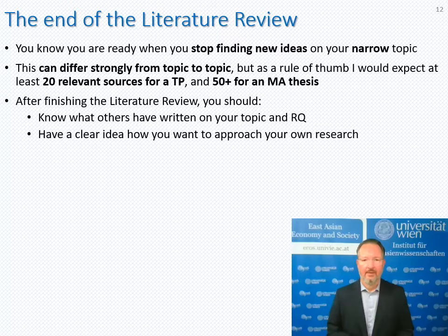Right? Again, this point can differ. Students usually want me to give them numbers. Well, if you want me to do this, of course, it will be my great pleasure. So here they are. For a term paper, I expect at least 20 relevant sources, and for a master's thesis, at least 50. Problem is that doesn't really work in reality, because there might be topics where you have to present more, and there might be topics where there are no 50 relevant sources anyway, right?